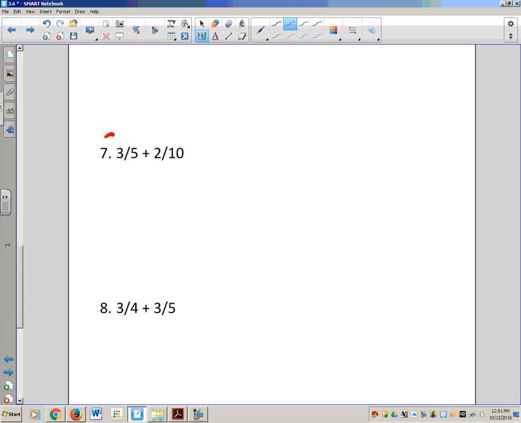Let's do number 7, 3/5, but let's change it to a subtraction problem. 3/5 minus 2/10. Denominator is 10 because 5 goes into 10. I'm just going to use that. So I just got to copy my bottom fraction.